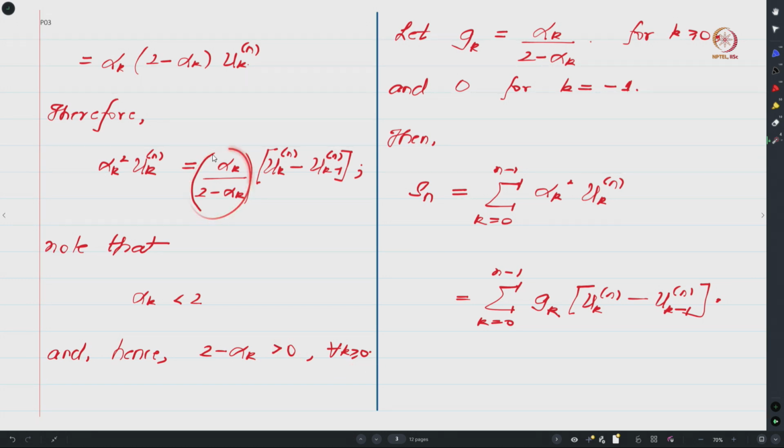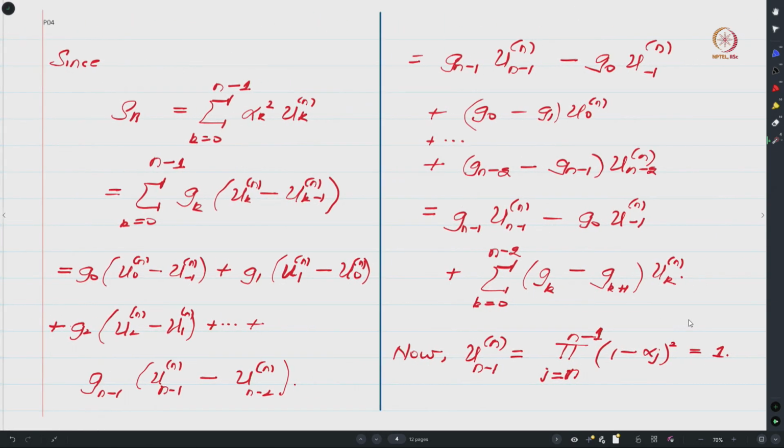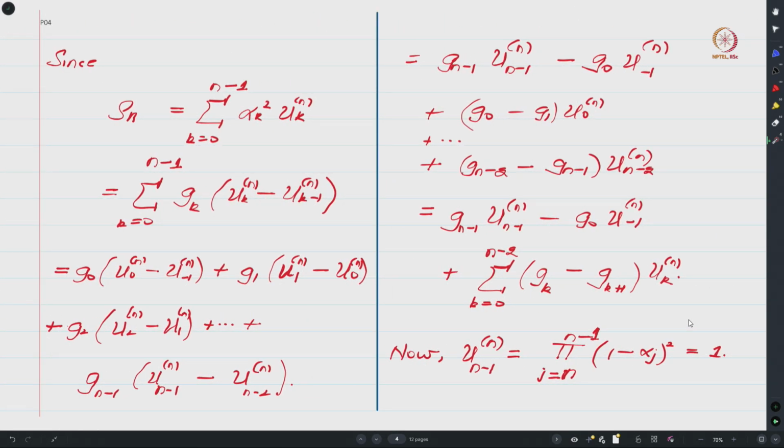So now if we define gk to be this expression, then the expression for Sn that we had started out with can be rewritten as the sum from k equals 0 to n minus 1 of gk times the difference of the successive uk terms. Alright, so as I told you, because of the presence of successive difference terms, there is some advantage, and I will soon tell you what that advantage is. So Sn equals this equals this is just a restatement of what we observed previously.